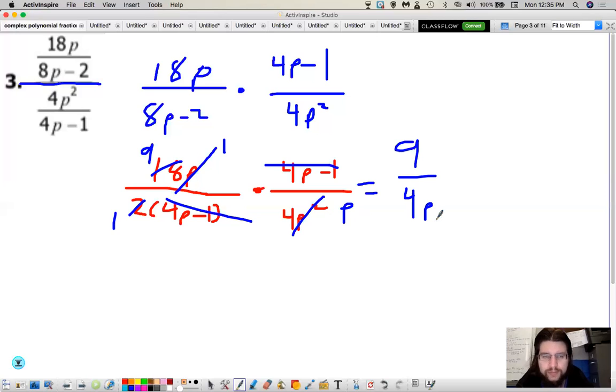9 over 4p. So you could have factored out the GCF here. That would have been fine. I just wanted to demonstrate it like that. No particular reason. Moving on.